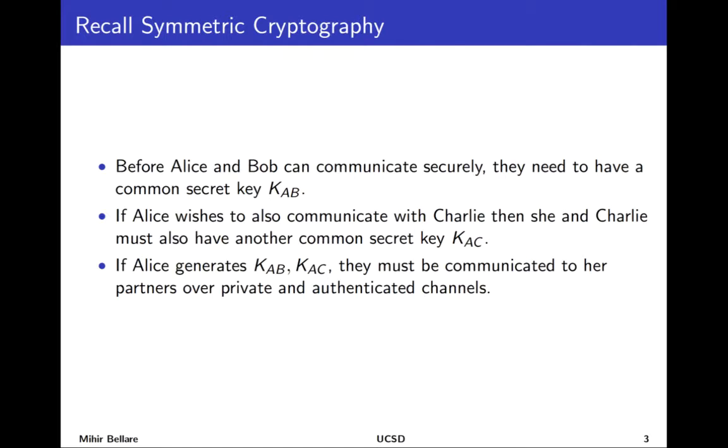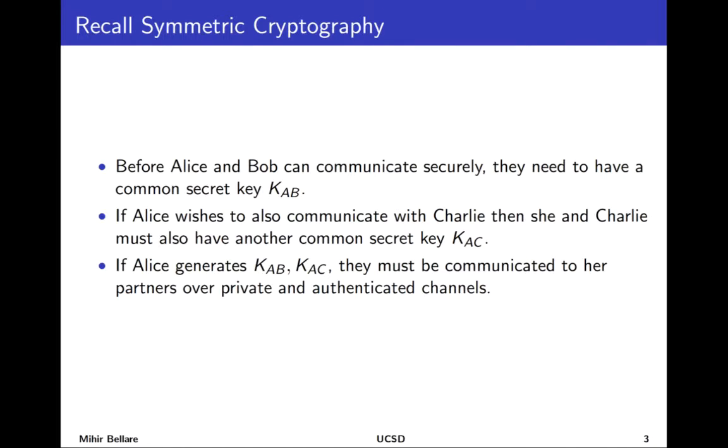So let's start by recalling the symmetric setup that we're going to change to an asymmetric one. In that setup, when Alice and Bob want to communicate, the precondition is that they possess a shared secret key. That means they both have the same key and it's not known to the adversary.